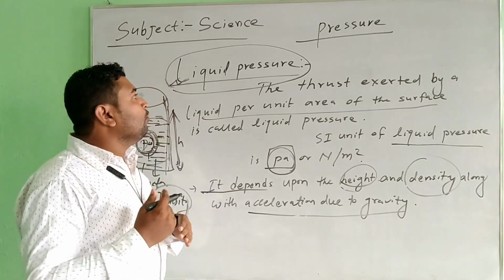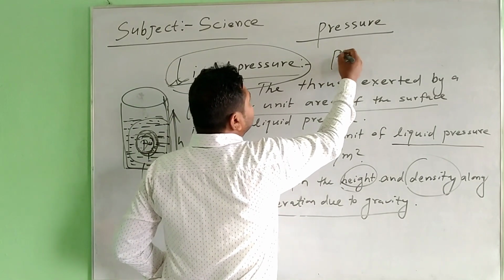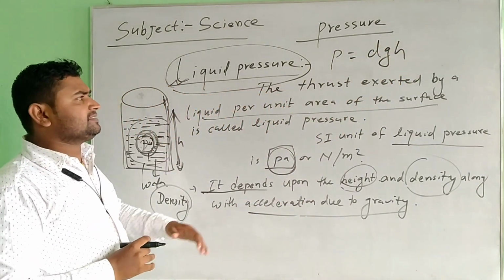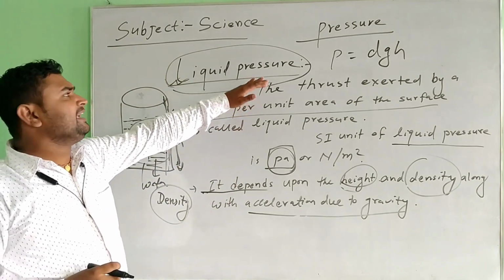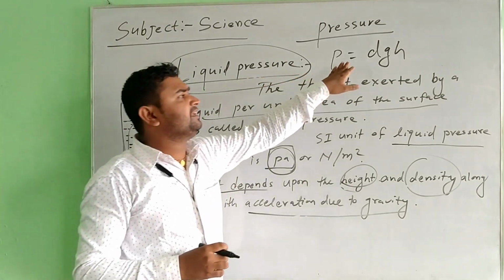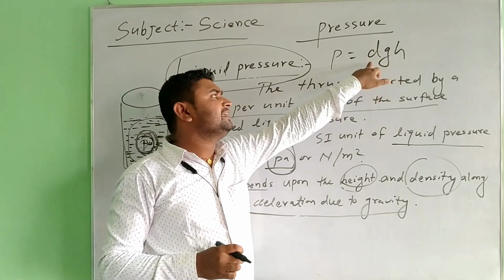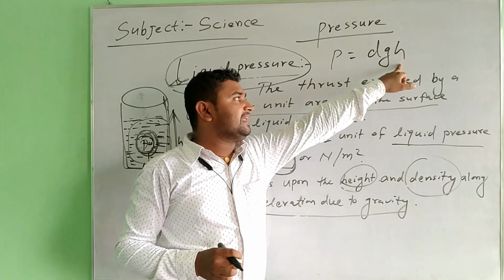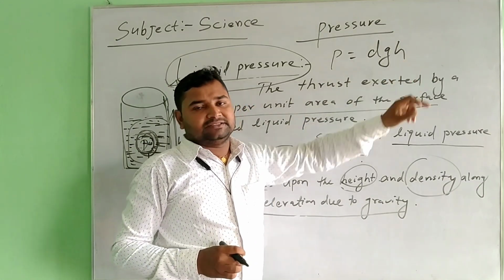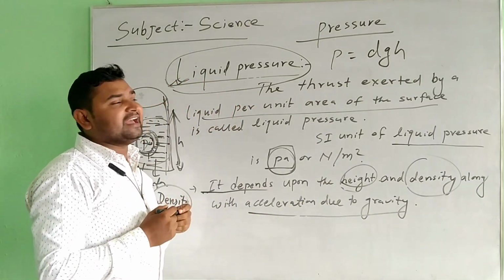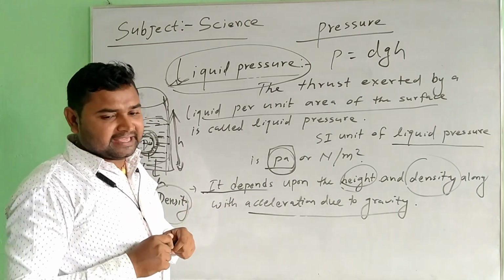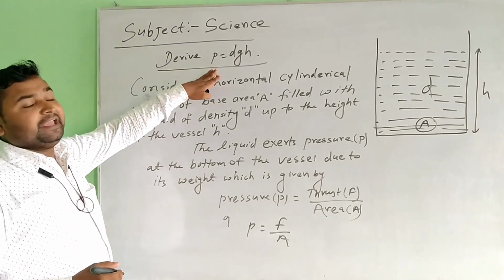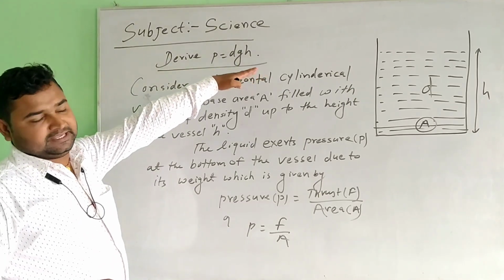Now I will show you what P is. P is equal to dgh. P, pressure, is equal to dgh, liquid pressure. D means density, g means acceleration due to gravity, and h stands for height. Let us show the correlations and derive P is equal to dgh.